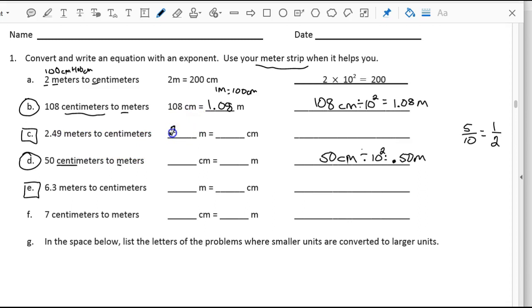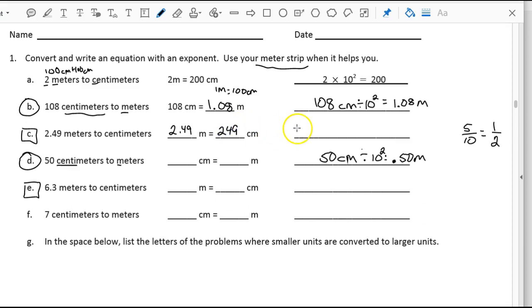We're going 2 and 49 hundredths of a meter. And we're going to be gaining 2 place values. So the 2 is going to go from the ones place. It's going to gain 2 place values and move to the hundredths place.